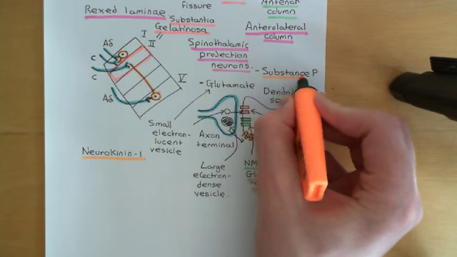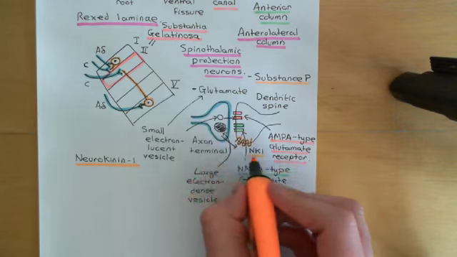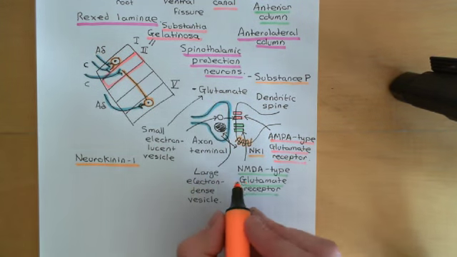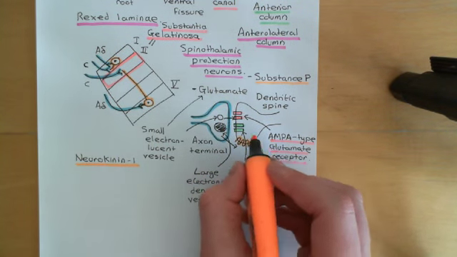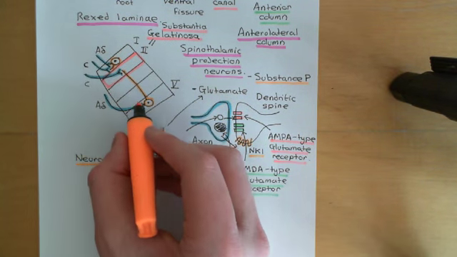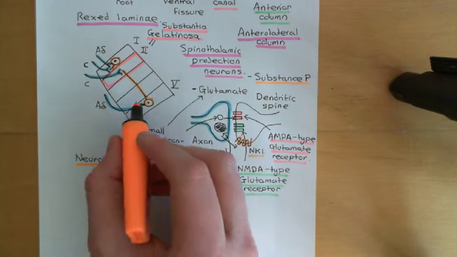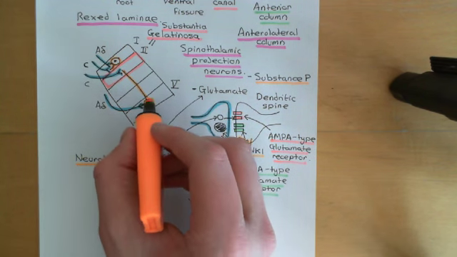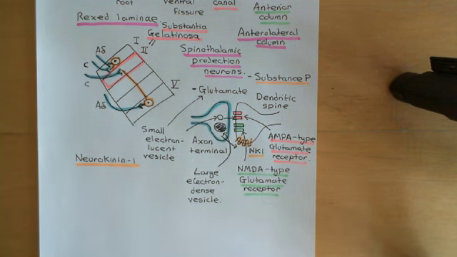So often what happens is it spills over onto other neurons besides just the one that it was released onto. So it'll spill over onto the dendrites of other neurons, and it can therefore activate much more than just this one neuron that you actually synapse with. Okay, so that's an important point that's different for substance P compared to glutamate.